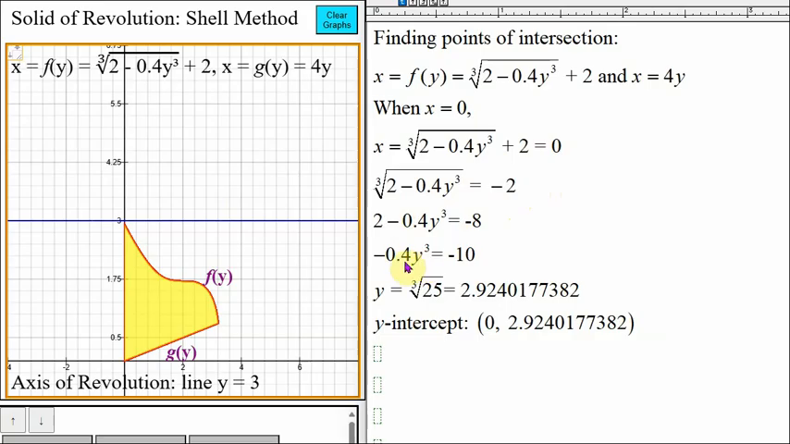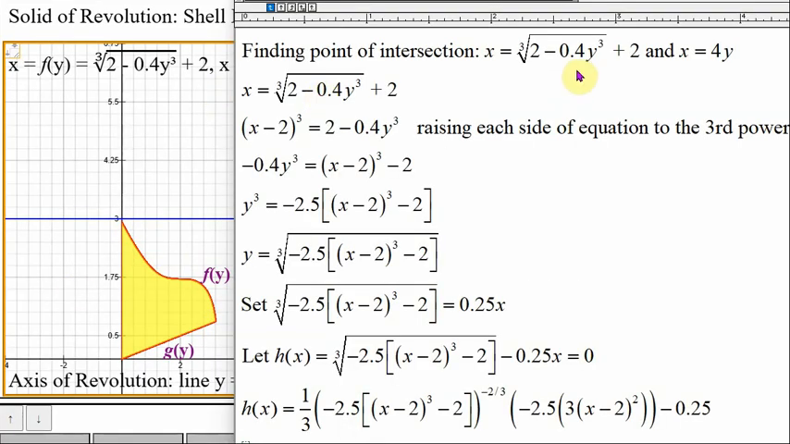And then dividing both sides by negative 0.4, we get y to the third is equal to 25. So we get y is the third root of 25, which is 2.92401. And so this point right here, the x is 0, the y is 2.9240101. And then now we need to find this point.